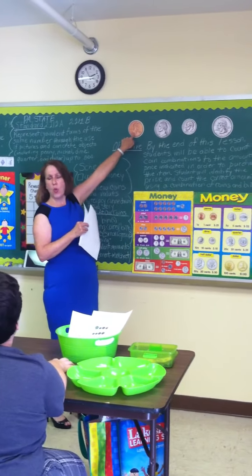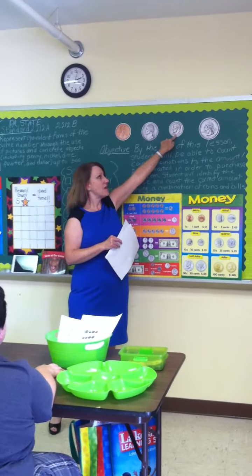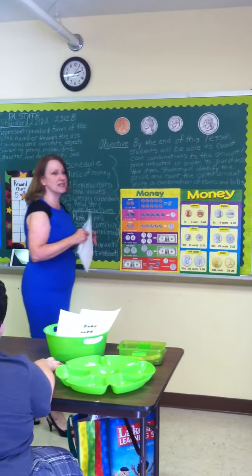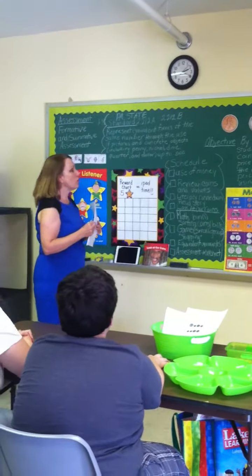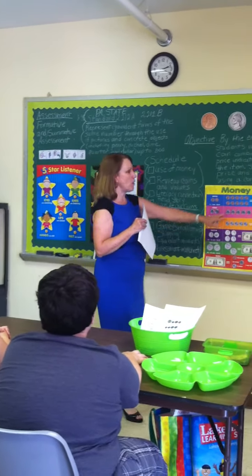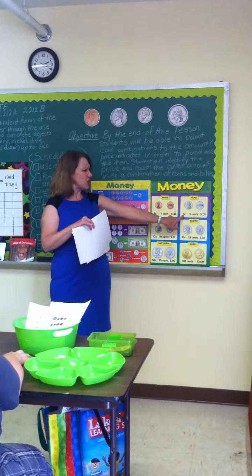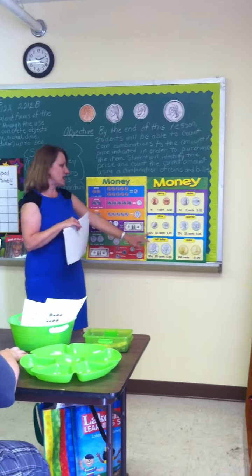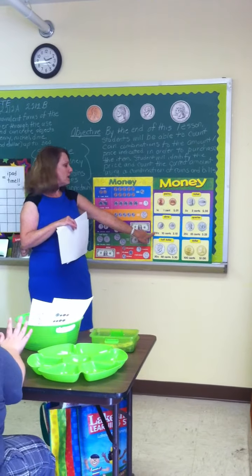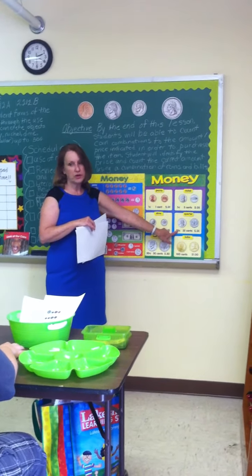When I point to this, what coin do we have right here? Penny. Good. Nickel. Dime. Quarter. Fantastic. Good job. So we know the coins, and we remember the value of the coin also. A penny is worth how much? 1 cent. Very good. And the nickel is worth how much again? 5 cents. Good. And how about the dime? 10 cents. Nice job. And how about the quarter?